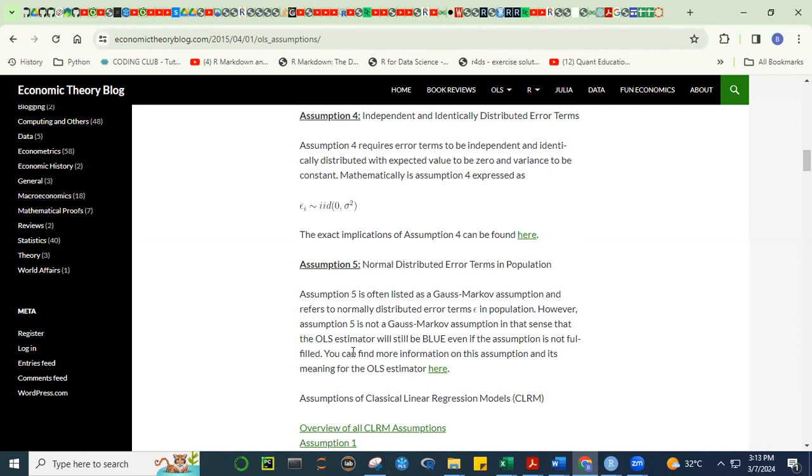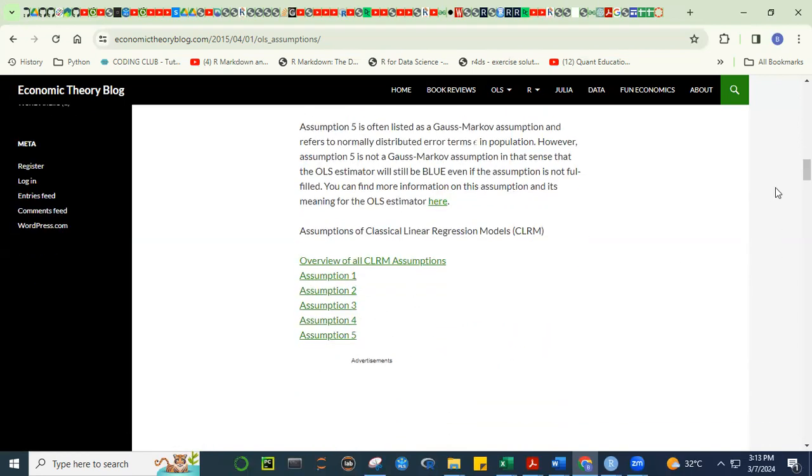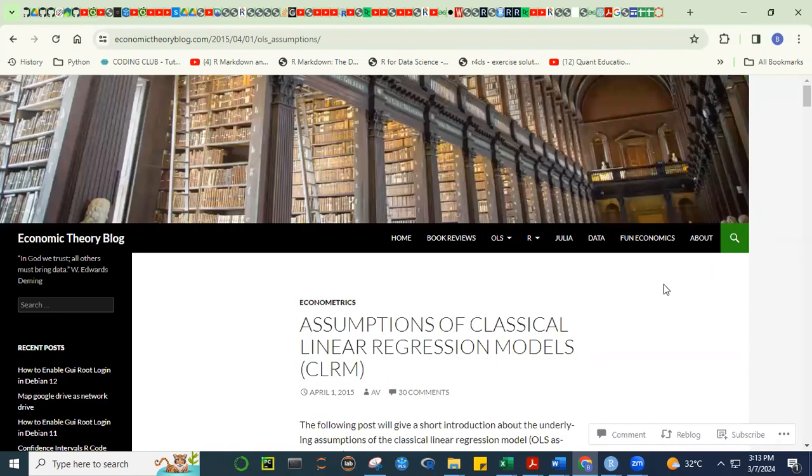In that, the OLS estimator will still be BLUE. Okay? Kung na-violate 'tong normality ng residuals, okay lang 'yon. BLUE pa rin 'yung estimates natin. Okay? So you can read more about this here. Tapos 'yung mga explanation, andito. So I'll leave to you guys the explanation of the assumptions.